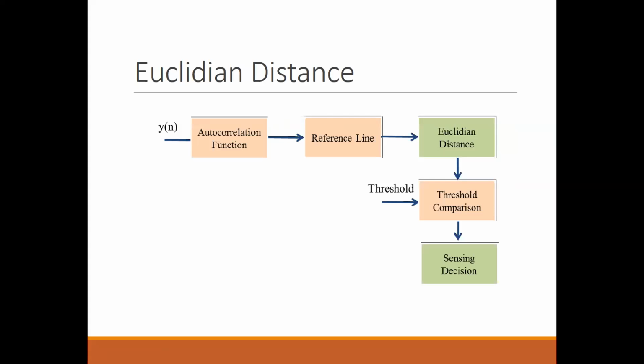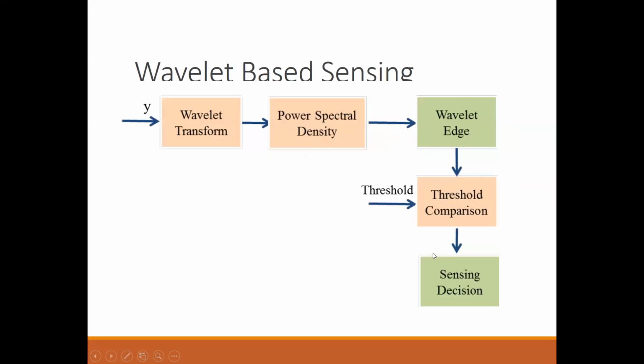And this is similar to the Euclidean distance, where we interpret the signal as a random signal and apply some autocorrelation function. We have a reference line that is like a threshold line, and then compute the Euclidean distance with the reference matching, and then do the sensing decision there. And in the case of wavelet again, the concept is the same for all these techniques, only the kind of transformation you apply differs. There you apply the Fourier transform, here we apply the wavelet transform.